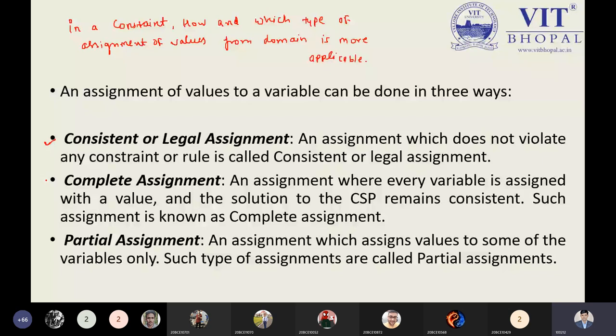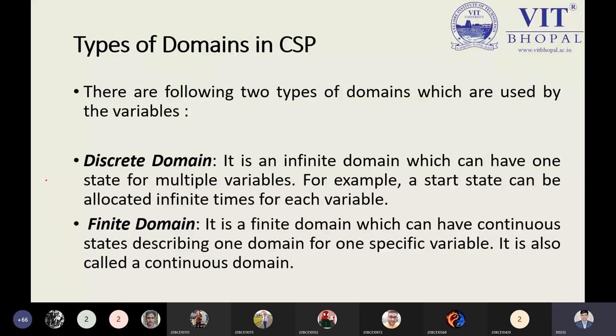Now, we were talking about the domain, constraint and the variable. So domain also has two parts, because everything is not fixed. So we have two types of domains. What is a domain? Domain is just like a repository which is holding the values of the variables. So we can have two types of domain. One is a discrete domain and the other one is a finite domain. So discrete domain, you can understand it just like the start date. That is a domain which can have one state for multiple variables, just like the start date.